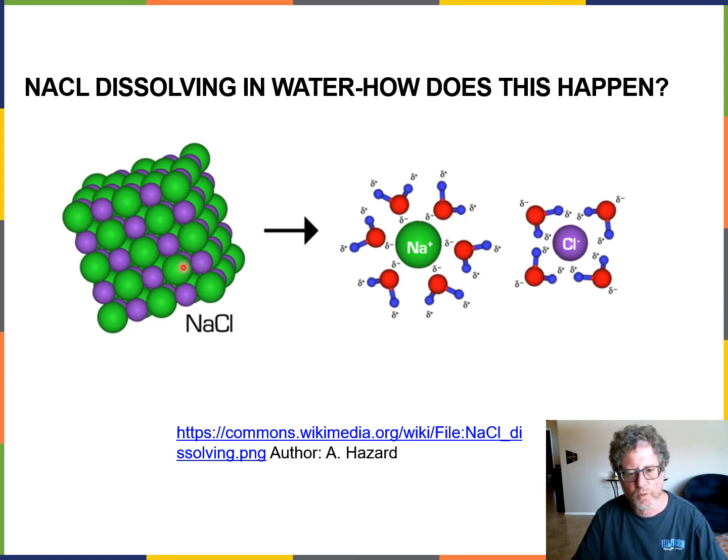Well, when you put it into the water, the negatively charged oxygen attracts the sodium, which is positively charged. So the oxygen surrounds the sodium and pulls out one sodium ion at a time. Conversely, the partially positively charged hydrogens pull out the chloride ion one at a time. And so sodium ions and chloride ions are pulled apart from the sodium chloride, and that's what makes salt water taste salty.